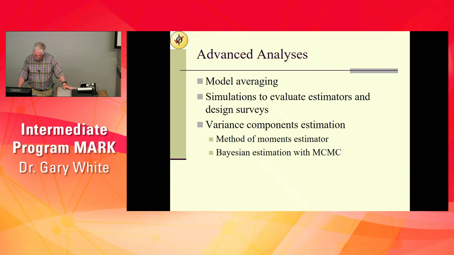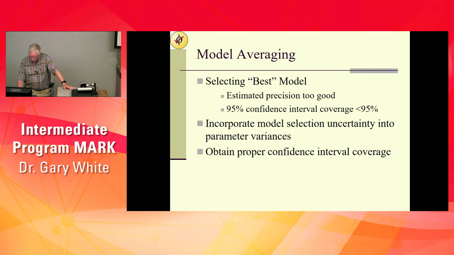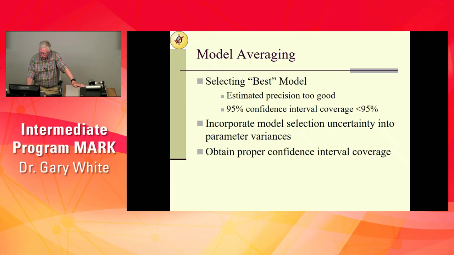Variance components. We haven't talked at all about variance components estimation, but I won't go into it right now. That's one of the more advanced topics. Model averaging, I've already talked a little bit about when I did some survival the other day, but selecting the best model means that we estimated precision too well, too good. 95% confidence interval coverage is going to be less than 95%, which is not what we want. So we want to incorporate model selection uncertainty into our estimate and obtain proper confidence interval coverage. And the way we do that is, these are the formulas.